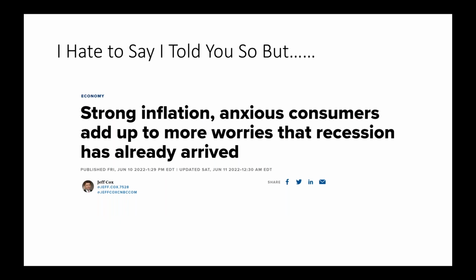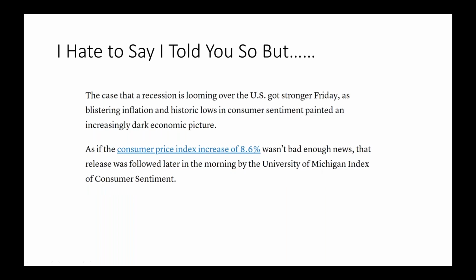Now, I have long said that I believe once the numbers are in place, by the first quarter of this year, we are going to actually conclude that we have been in a recession. This is an article by Jeff Cox that talks about something similar. The case that a recession is looming over the United States got stronger Friday as blistering inflation and historic lows in consumer sentiment painted an increasingly dark economic picture.